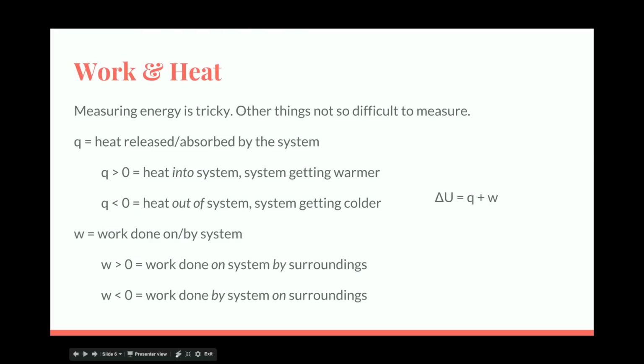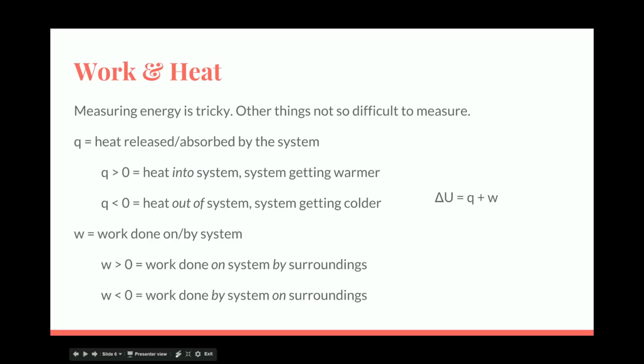We think about things in terms of the system. So heat into the system is positive. It's greater than 0. The system is getting warmer. Heat out of the system is getting colder. For the work, it's kind of the same thing.